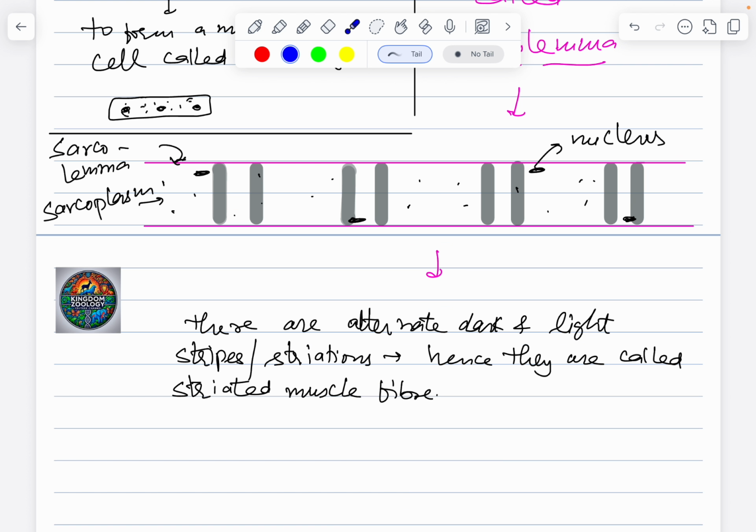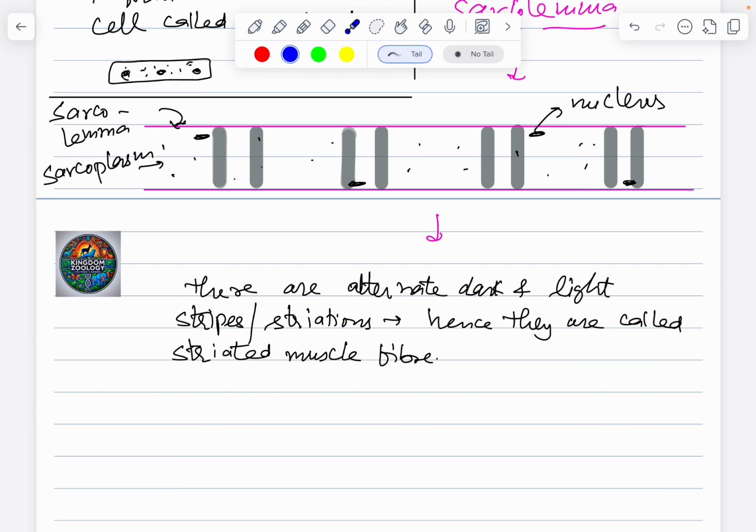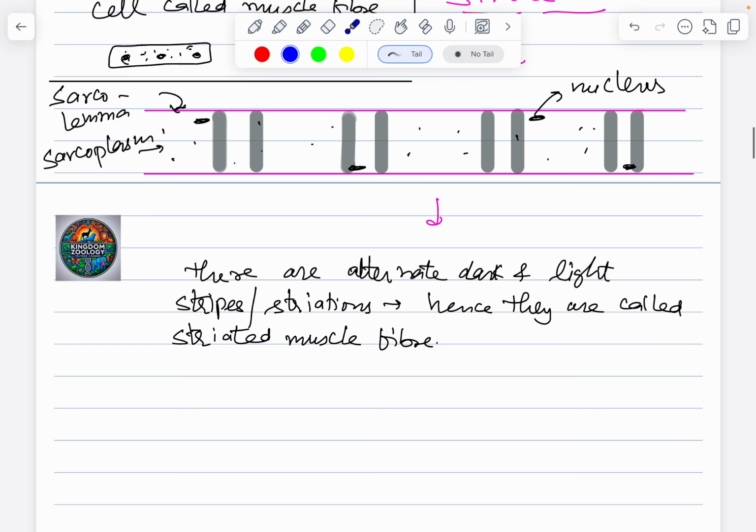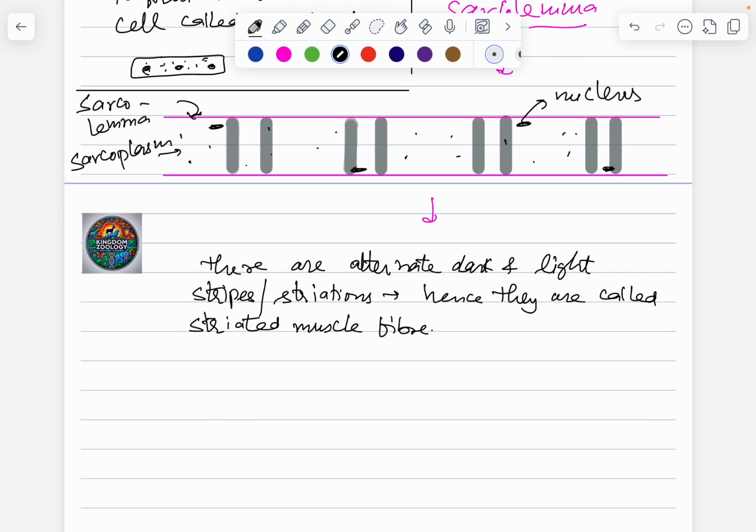Okay, so if the fiber is like this, obviously the entire muscle also will be having similar stripes visible on it. So these are the alternate dark and light stripes, or the striations, which are responsible for the name striated muscle fibers. Now let's move on to why there will be these striations. There has to be some reason, right? There are some areas which appear like dark lines, and some areas which appear much lighter in density or in color. So why is that so?